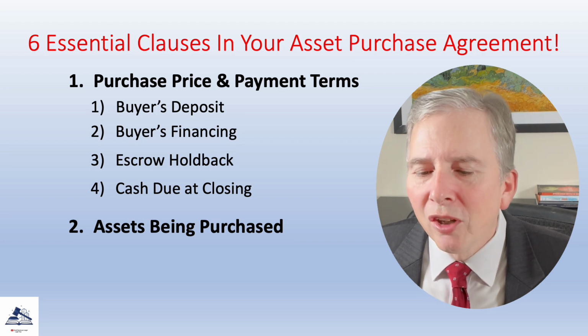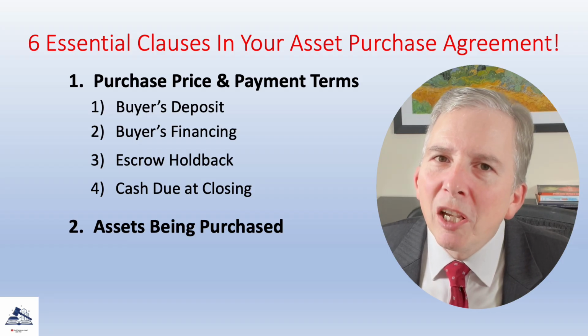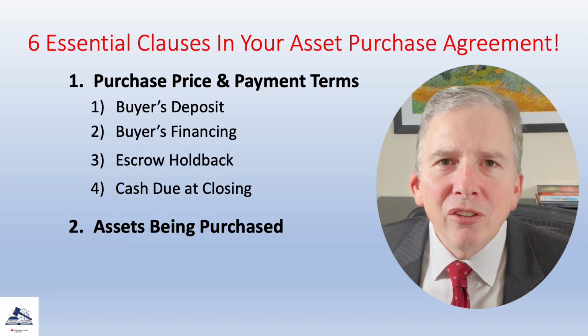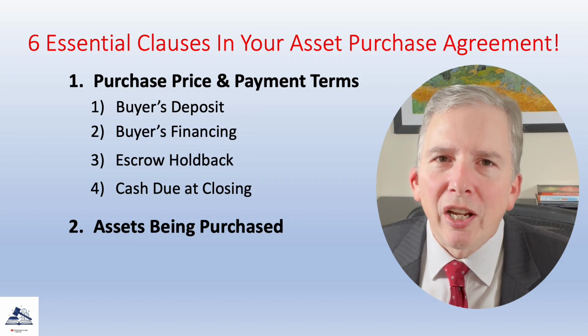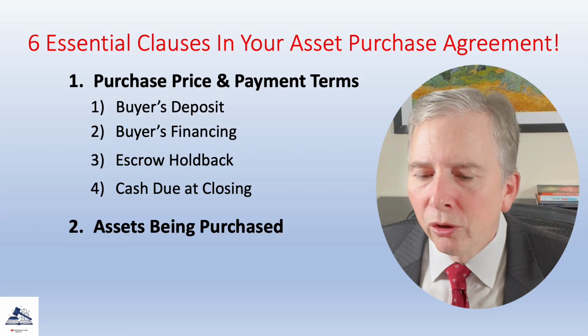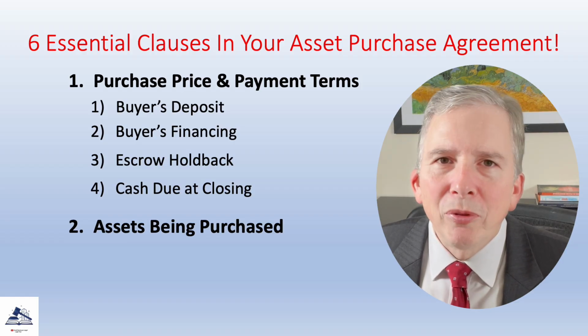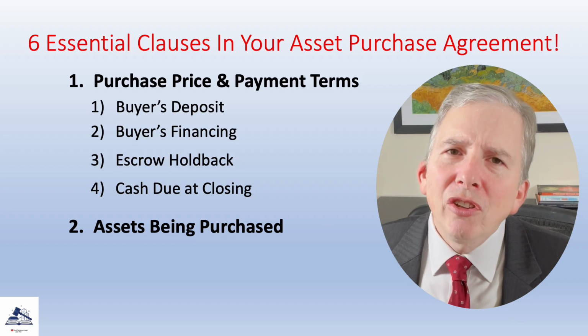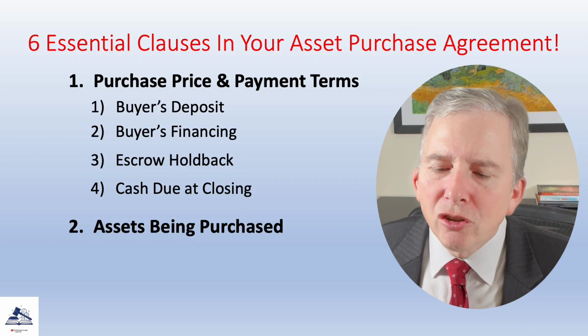This sounds obvious, but you'd be amazed at how many buyers skip over this section and leave it up to chance. Your APA must list exactly what you are buying, such as equipment, customer lists, inventory, motor vehicles, intellectual property, websites and domains, goodwill, and so on and so forth.